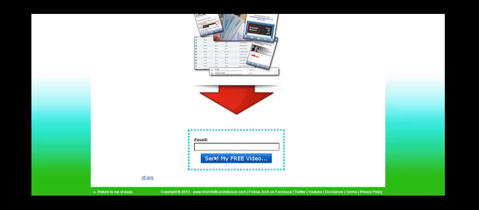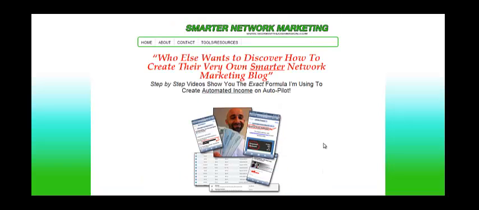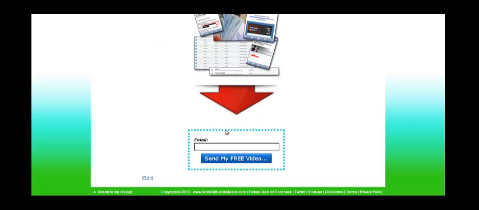But then you have your opt-in form right here. I guess it does say step-by-step videos show you, so I could put send my free video. That actually does make sense in this case. So somebody comes in here, they put in their email, and they click send my free video. That video that I showed you, the commission loophole video, will pop up right away, and boom, you're good to go. You've now captured that person's email.